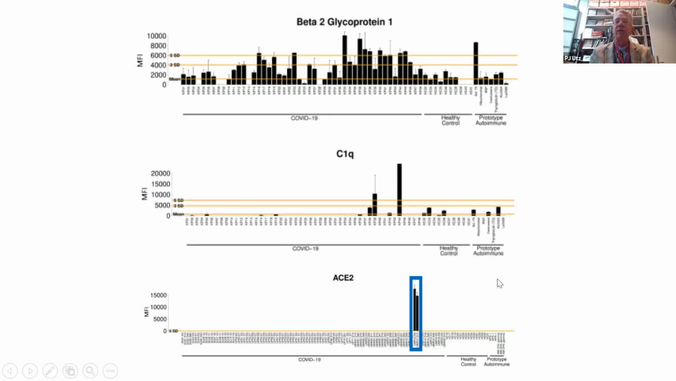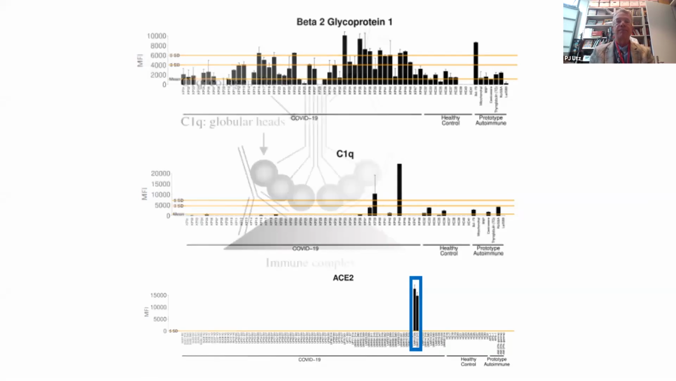IgM anti-ACE2 has been described by Anthony Rosen's group at Johns Hopkins, and anti-ACE antibodies were described years ago in scleroderma. So this is an interesting finding. We don't yet know the significance of it.